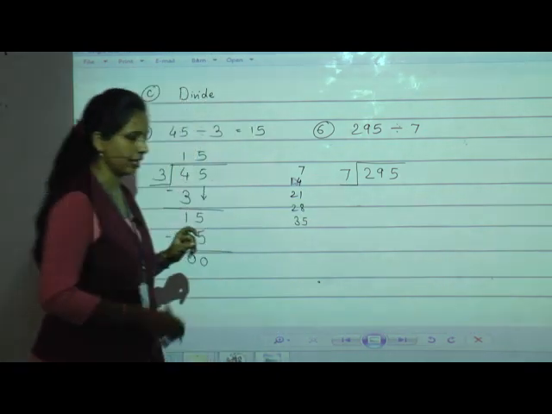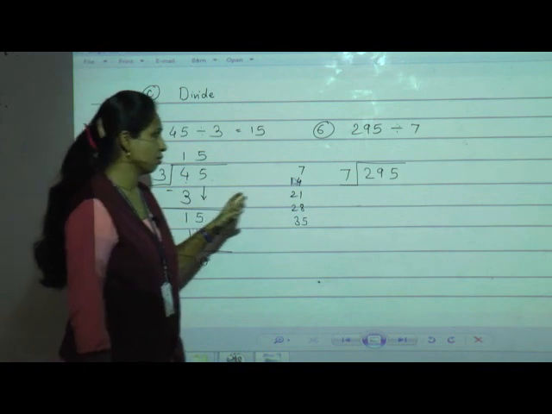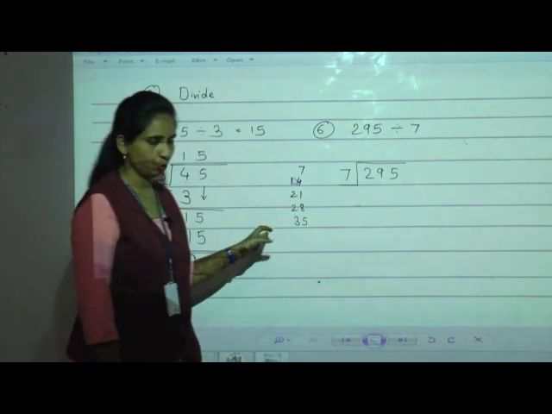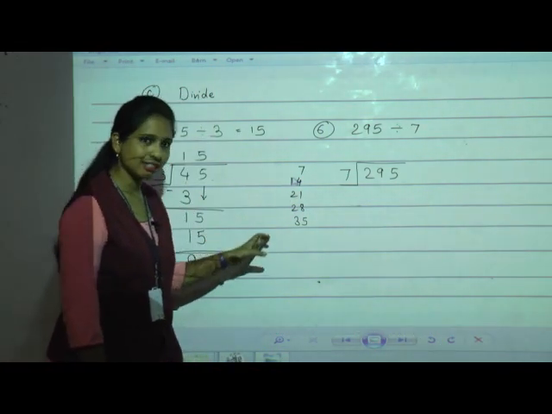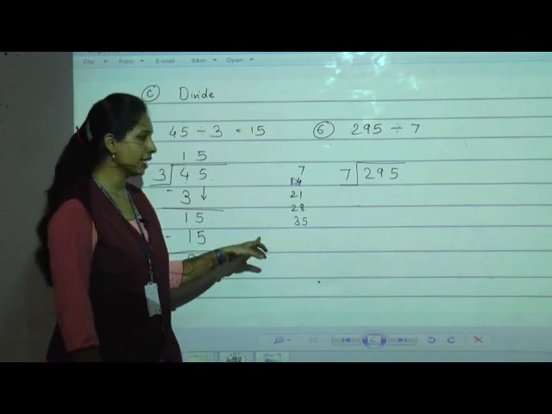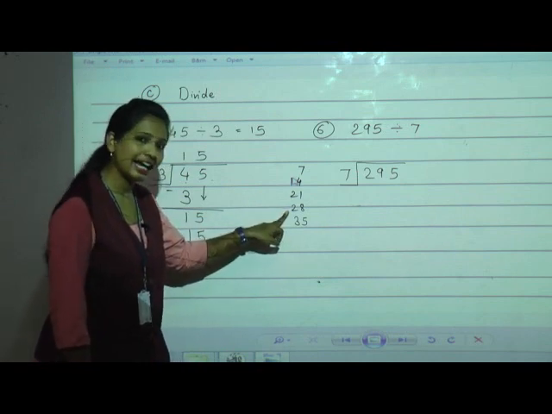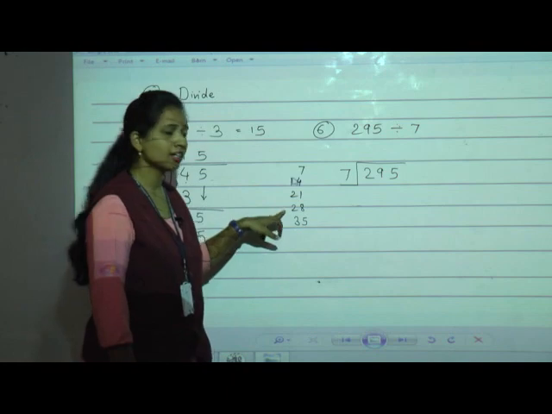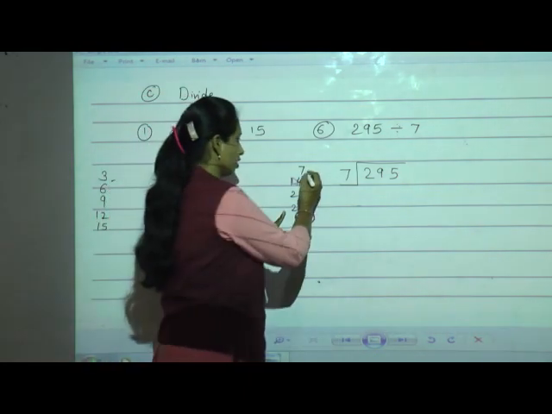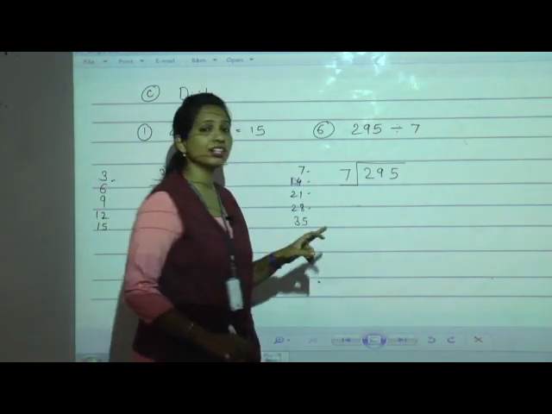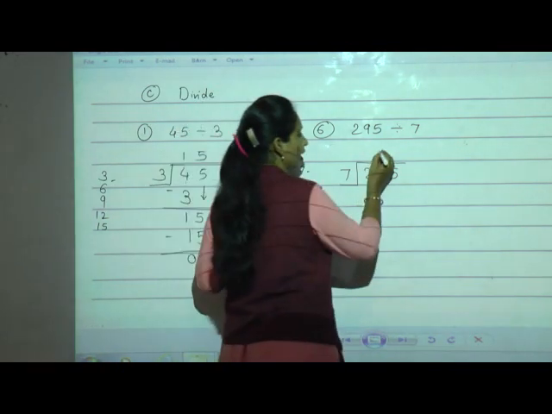Okay, till here we came. Now see, 29 is there in 7 table? No, it is not there. So what is less than 29? 28 is there. And where is it? 7 fours are 28. See, 1, 2, 3, 4. So write 4 at ones place.